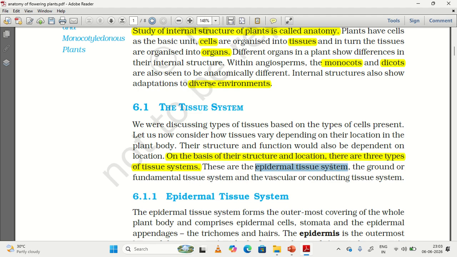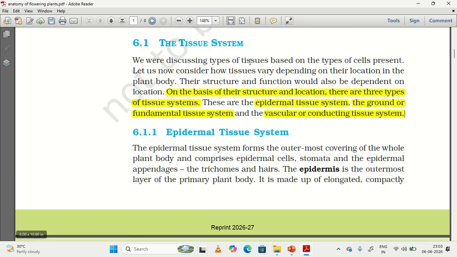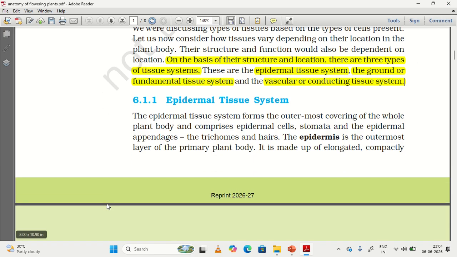One is the epidermal tissue system, the ground or fundamental tissue system, and the vascular or conducting tissue system. Coming to the first type of tissue system, which is the epidermal tissue system. The epidermal tissue system forms the outermost covering of the whole plant body. As we all know, epidermis is the outermost layer.